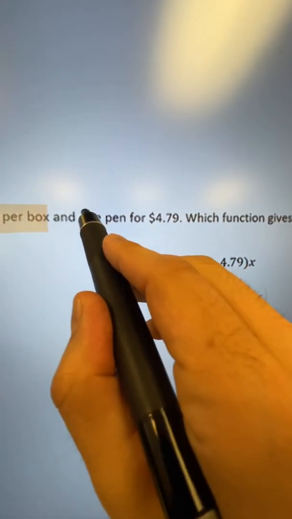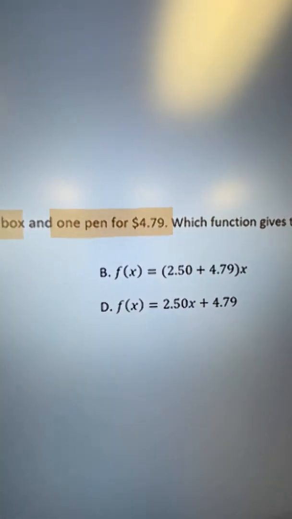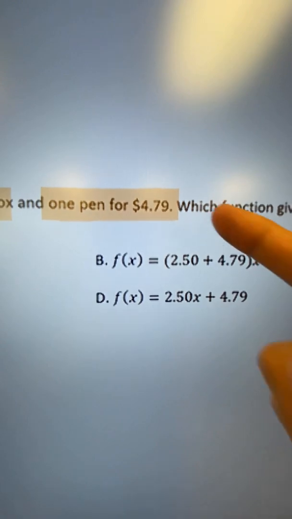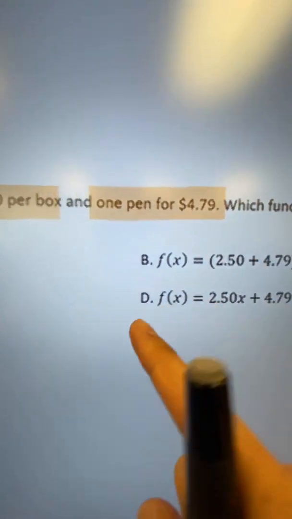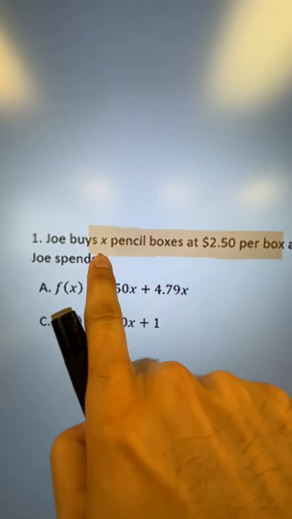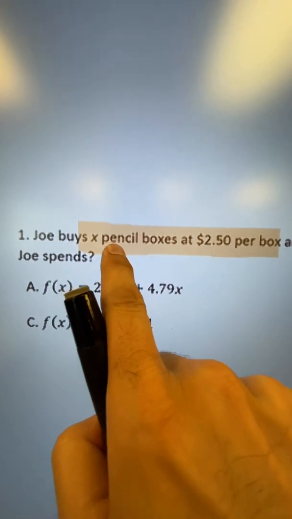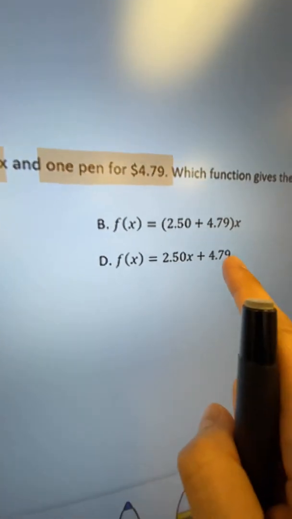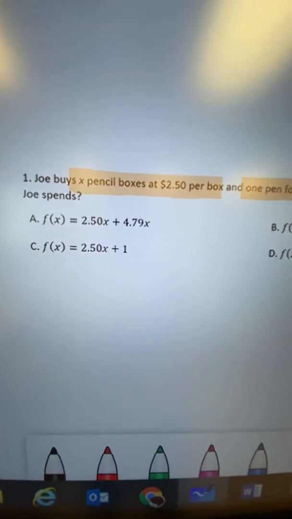And then it says he buys 1 pen for $4.79. So it's exactly 1 pen. So that cost is going to be fixed. That's not going to change. Here's our variable cost, meaning we've got to figure out, based on the number of pencil boxes he buys at this price, which one of these functions will represent that situation.